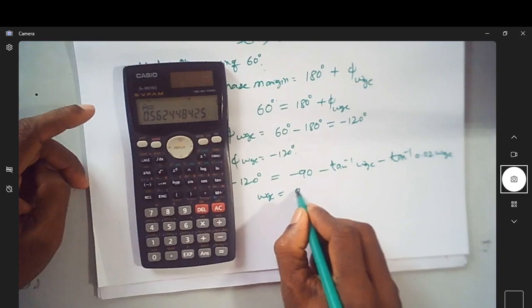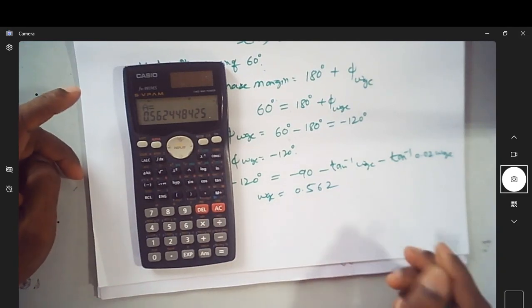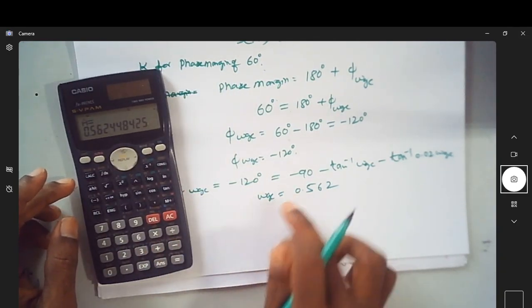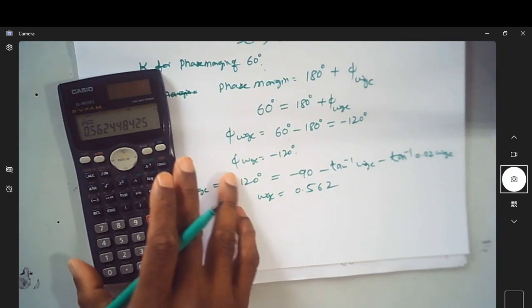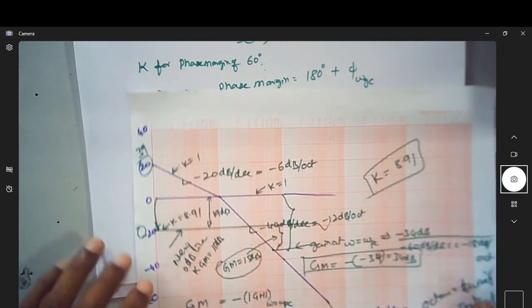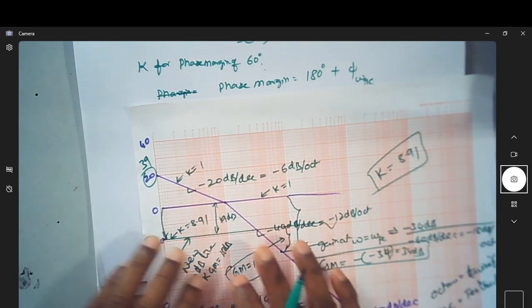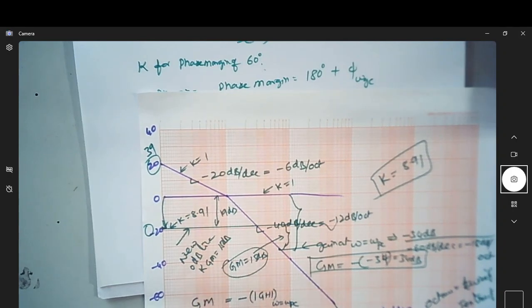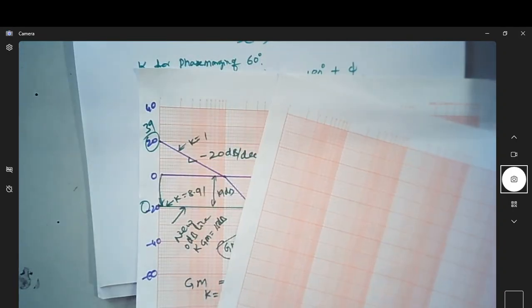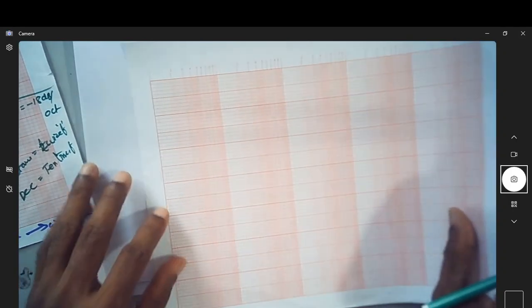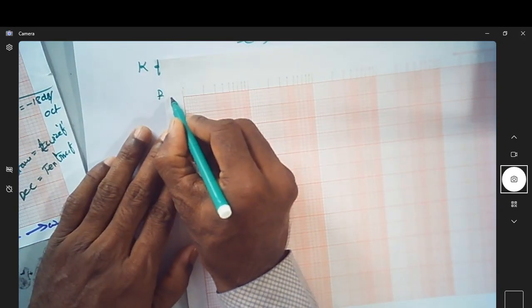So omega GC is 0.562. So what does this omega GC of 0.562 actually mean here? Suppose you come to this. Let me just redraw it. This is a bit cumbersome, too many things have already happened there, so let me redraw it for clarity.